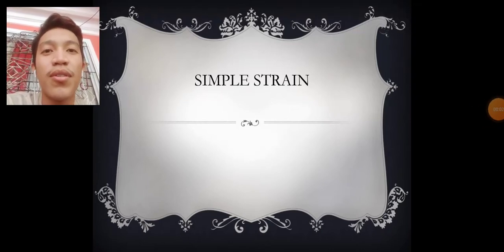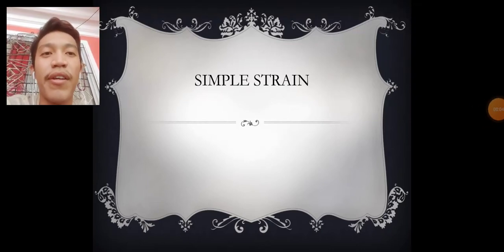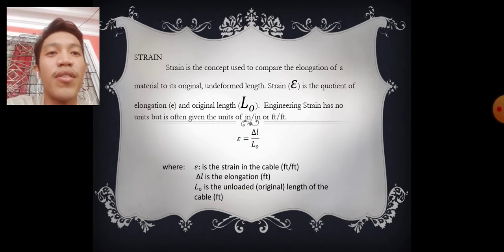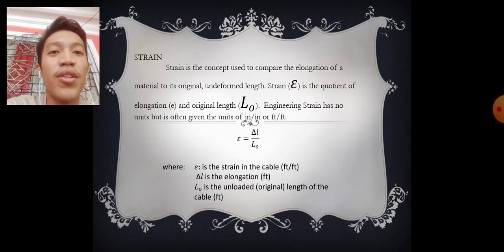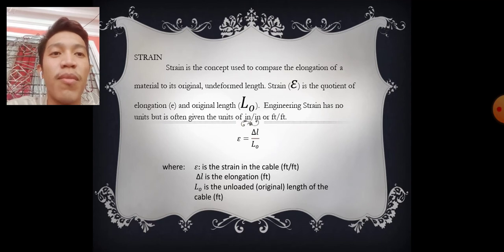Baklan. Today I will discuss simple strain and the stress strain diagram. So what is strain? Strain is the concept used to compare the elongation of a material to its original and deformed length. Strain, represented by the symbol epsilon, is the quotient of the elongation and the original length.